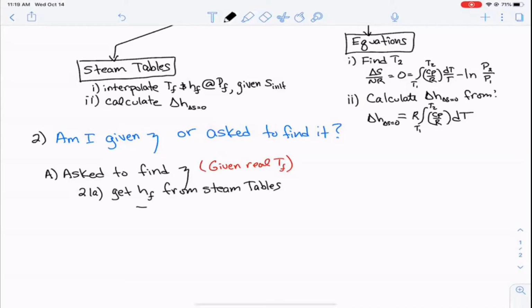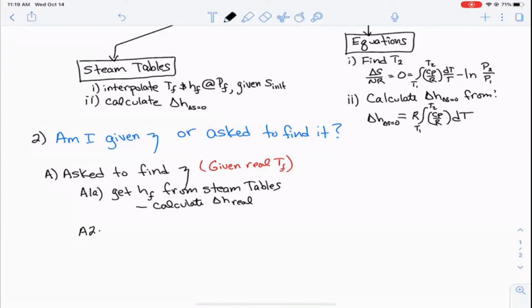Which allows us to directly calculate delta H real. And then once we do that, we have delta H when delta S is equal to 0, and we have delta H real. So then the second step there, hold on. That was a silly, that's supposed to be A1A.